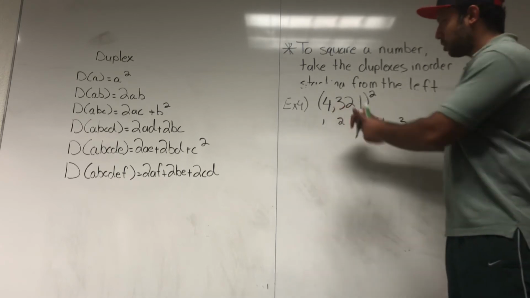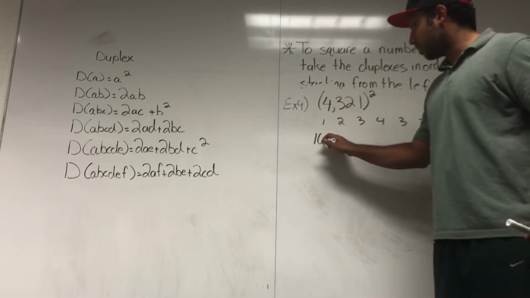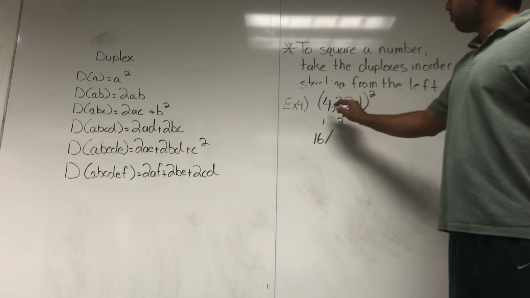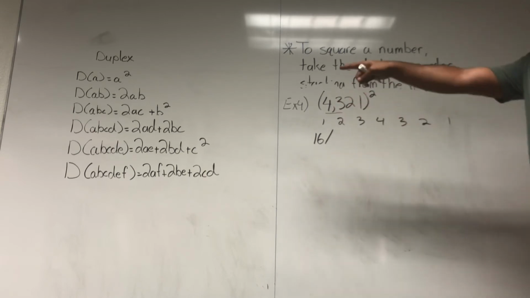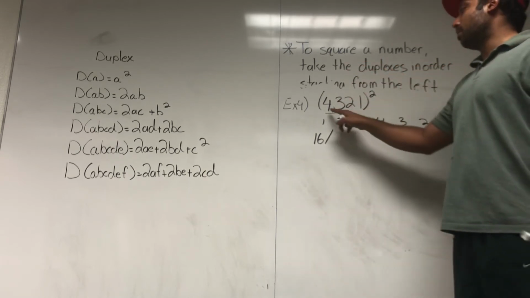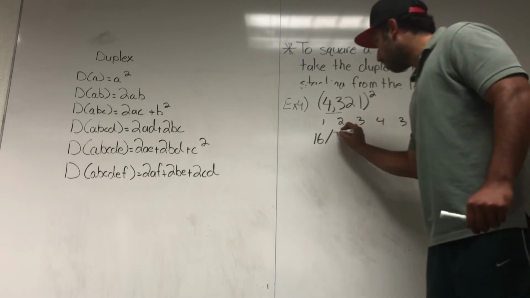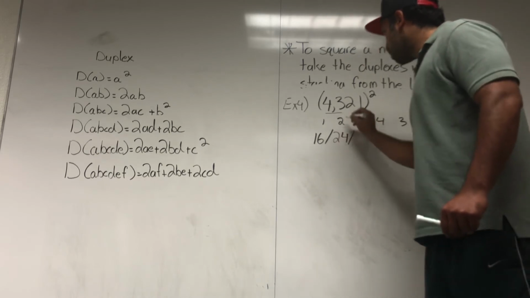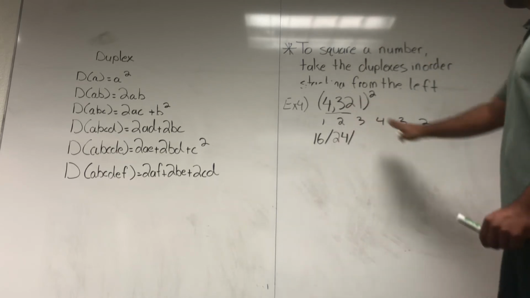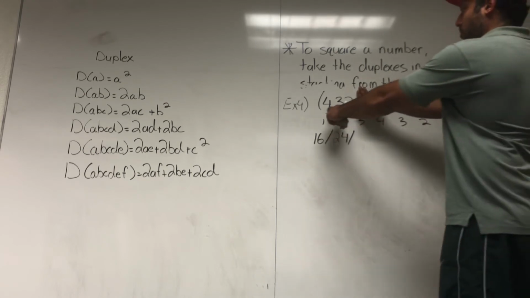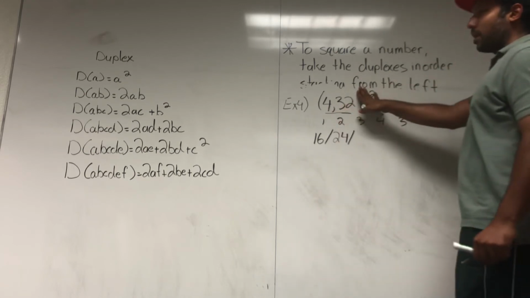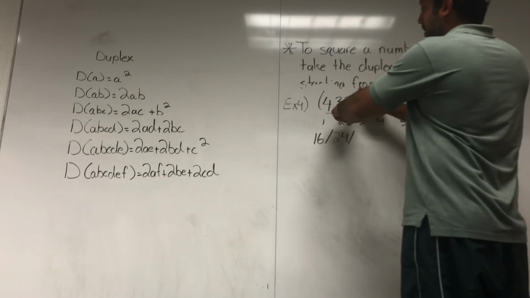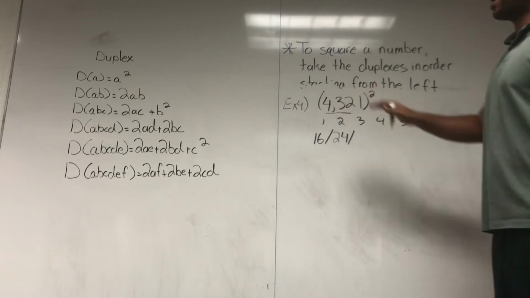What's the duplex of just 4? 4 times 4 is 16. What's the duplex of 43? Remember, you multiply the numbers and you double it. 4 times 3 is 12, times 2 is 24. What's the duplex of 4, 3, 2? 4 times 2 is 8. 8 times 2 is 16. 16 plus 3 squared is 16 plus 9, so I get 25.